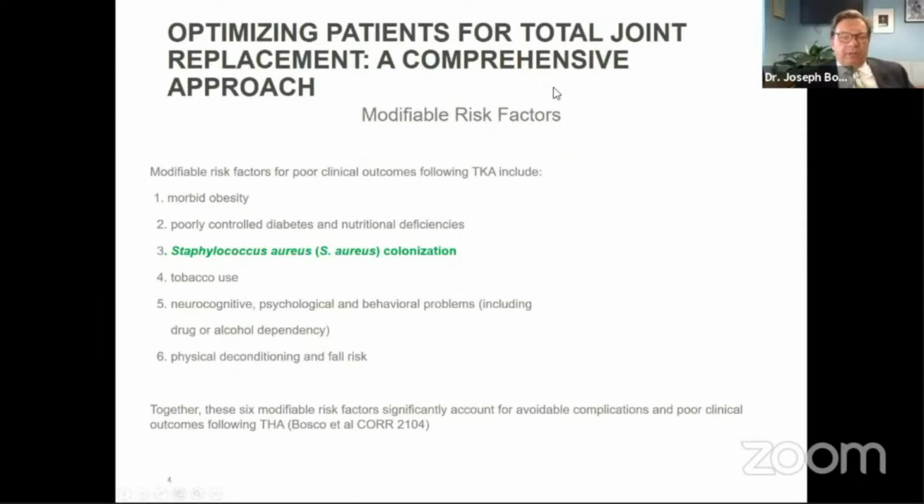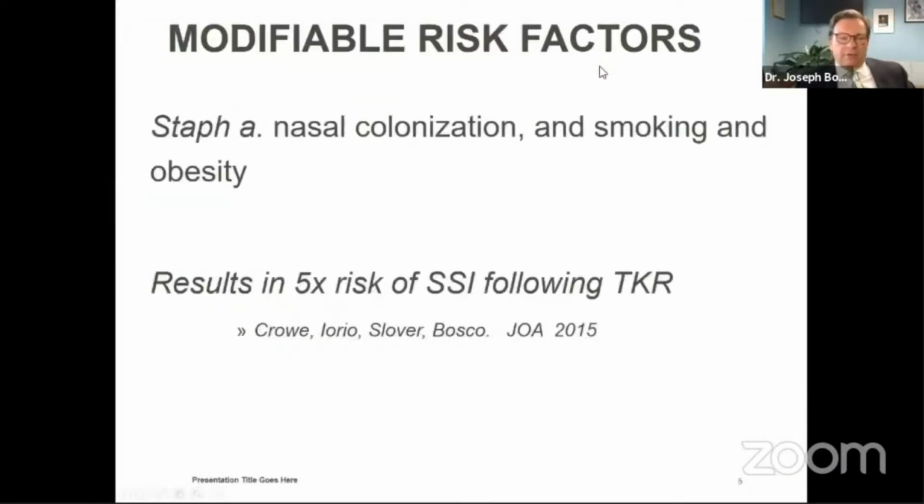Optimizing patients for total joint replacement is a comprehensive approach, and there are modifiable risk factors. As surgeons, and Dr. Malhotra and I were talking before, if you operate, you're going to get complications. That's the way it is. And we're never going to be able to eliminate all infections. But there are modifiable risk factors for poor clinical outcomes that we can modify before surgery: obesity, poorly controlled diabetes, tobacco use, psychological and behavioral problems, physical deconditioning, and most equally as important, Staph aureus decolonization in the nose. It's a modifiable risk factor.